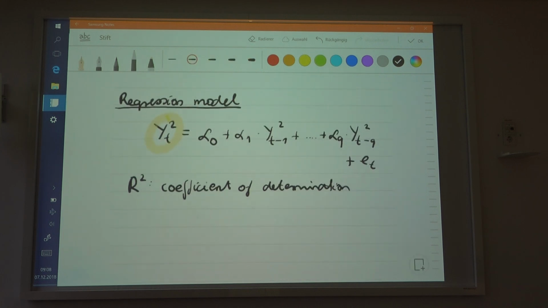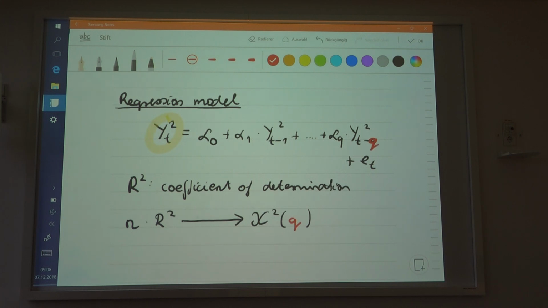Then you take the following test statistic: n times the coefficient of determination converges in distribution towards the chi-square distribution. But here again we have q degrees of freedom, where the model lag is equal to the time lag of the autoregressive process.